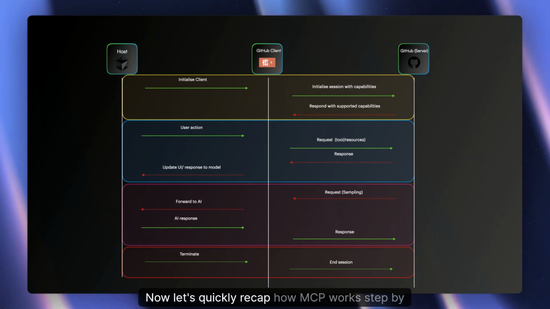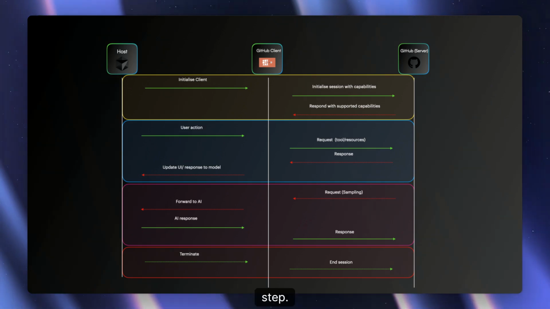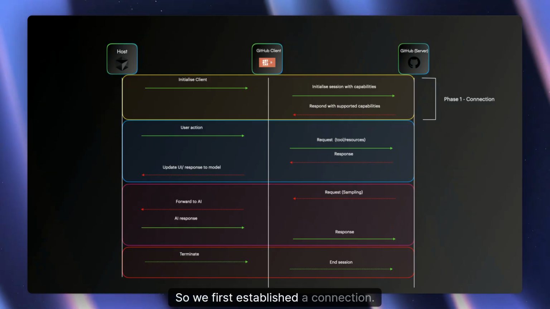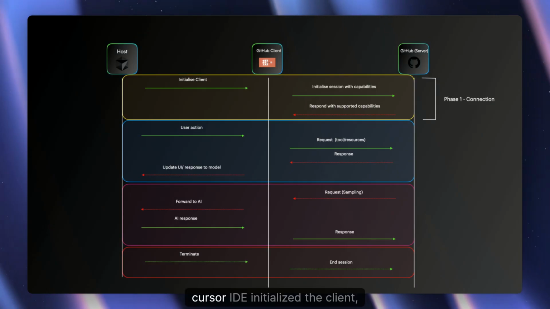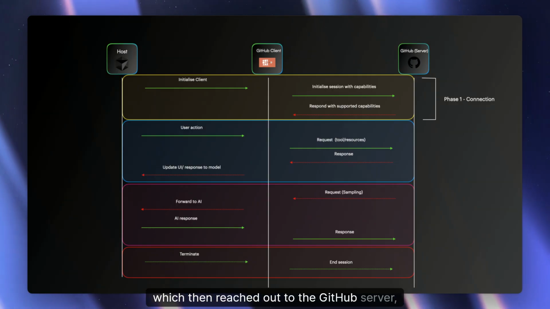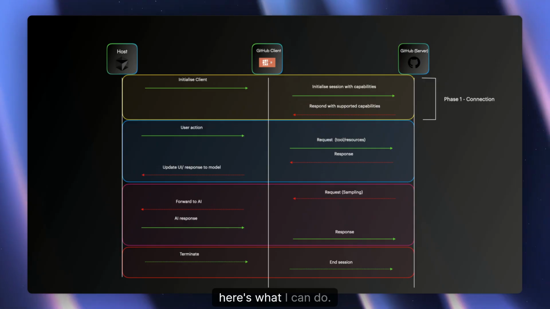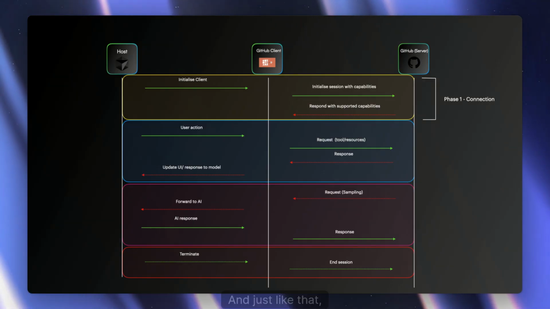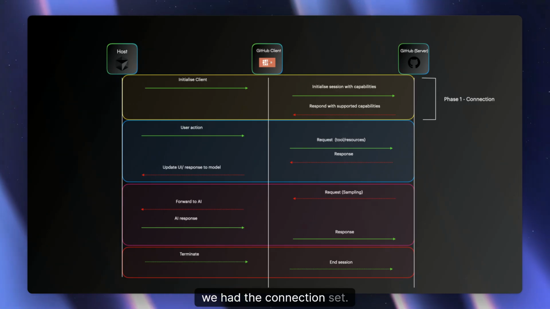Now let's quickly recap how MCP works step by step. So we first established a connection. In our case, Cursor IDE initialized the client, which then reached out to the GitHub server saying, "Hey, here's what I can do. What about you?" GitHub responds with its capabilities, and just like that, we had the connection set.